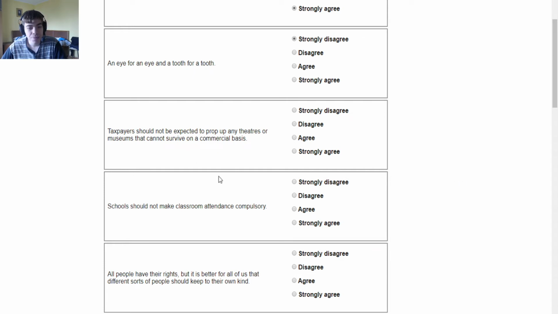Taxpayers should not be expected to prop up any theaters or museums that cannot survive on a commercial basis. Strongly disagree.